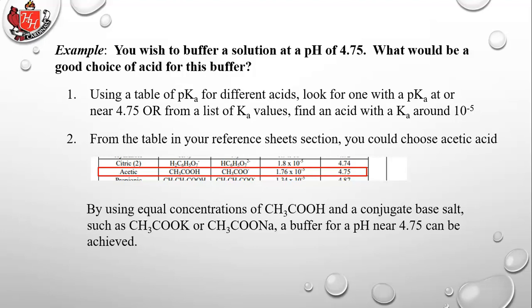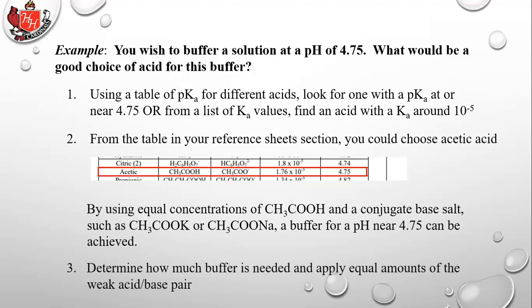So by using equal concentrations of acetic acid and a conjugate base salt, such as potassium acetate or sodium acetate, again that's the neutralized base, a buffer for a pH near 4.75 can be achieved. And then determine how much buffer is needed and apply equal amounts of the weak acid base pair. And that's it. That's how you create a buffer.